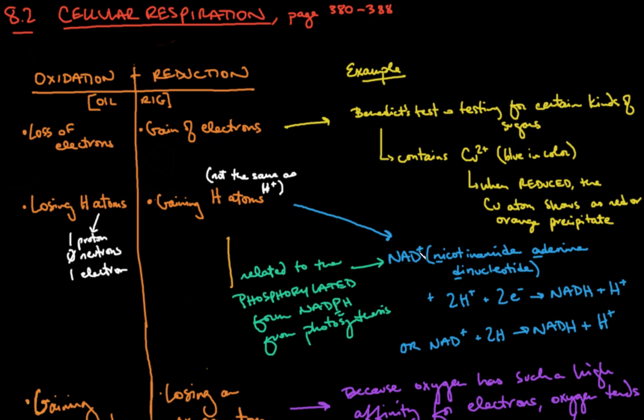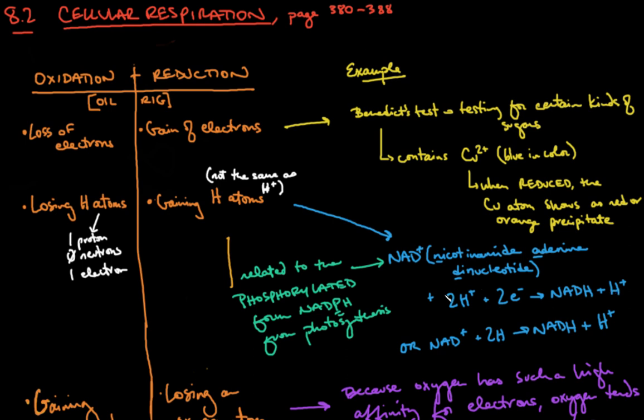NAD+ has this positive charge, but when it's combined with 2 protons and 2 electrons, that NAD+ is going to be reduced, right? It's gaining a hydrogen atom, which has a proton and an electron, and then the other electron of the two gets absorbed into the bond, which leaves us with just a lone hydrogen ion behind.